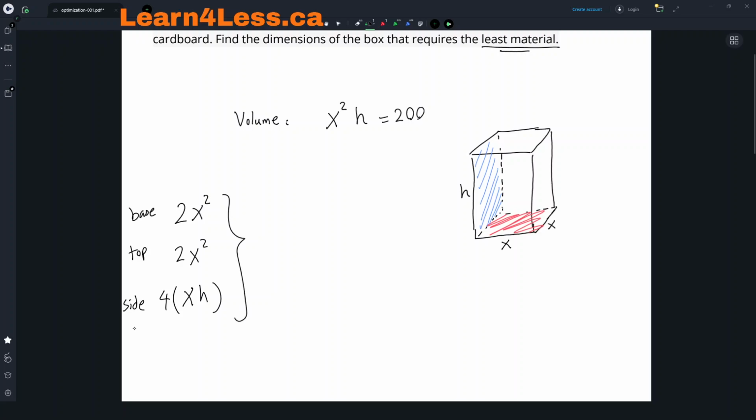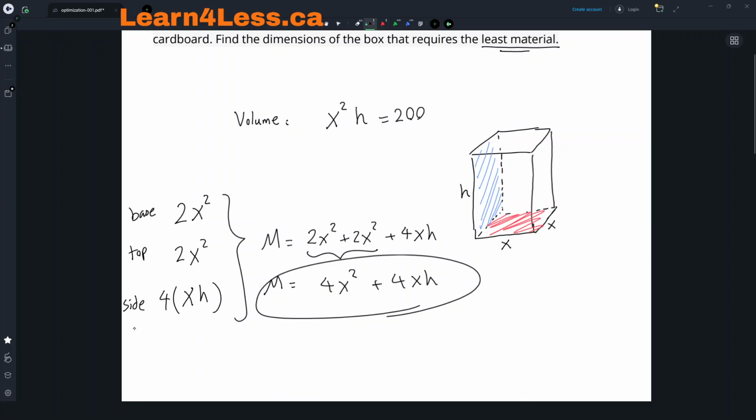So the amount of material, I just call that m, is equal to 2x squared plus 2x squared plus 4x times h. Let's simplify that. 2x squared plus 2x squared adds up to 4x squared plus 4xh. And we want to minimize this. This is our objective, and to minimize the objective function, we simply take the derivative of that. We set that equal to 0 to find the critical points.